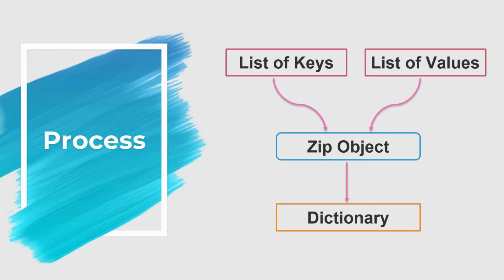The process for it in Python is, consider here we have a list 1 with keys and list 2 with values. First we need to get a zip object by combining these two lists, and then we need to convert the zip object into a dictionary.